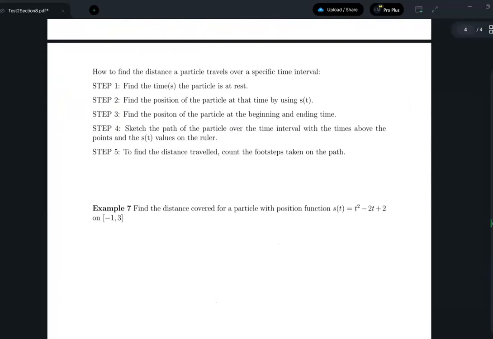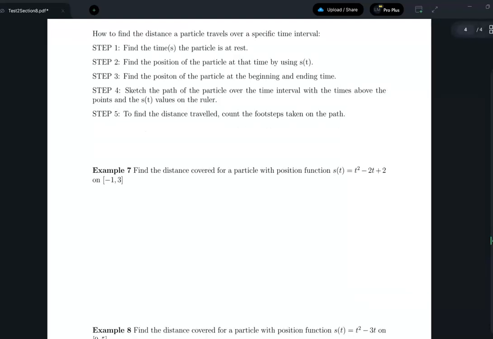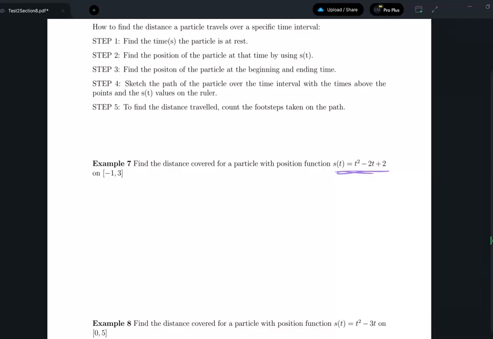Okay, so here are the steps to find how far a particle travels. So this is the position function. So you first want to find when the particle is at rest. So that means find the times where the velocity is 0. So you know the velocity is the derivative. So 2t minus 2, set that equal to 0. I get t equals 1.